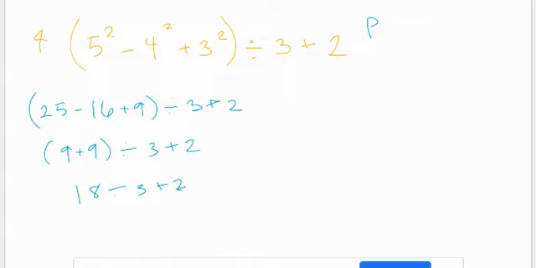So now we're looking for exponents, and there are none. Now we're moving on to multiplication, and there is none, but there is division right here. So we can see that 18 divided by 3 is 6. So now we have 6 plus 2. We've completed the division. Now we just need to do the addition. And 6 plus 2 is 8. And there is no subtraction.